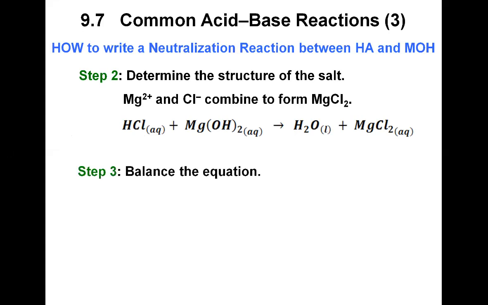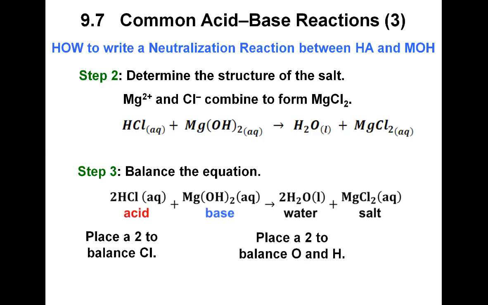The last step is to balance the equation. We can see we have magnesium 1 on each side. However, we have 2 chloride on the right and 1 chloride on the left. Another thing that makes it easy to balance this type of reaction is to notice that you have 2 hydroxide ions in the base, but only 1 H+ in the acid. And each H+ needs to react with 1 OH-. So if you have 2 OH-, you will need 2 H+ to make 2 molecules of water, right?